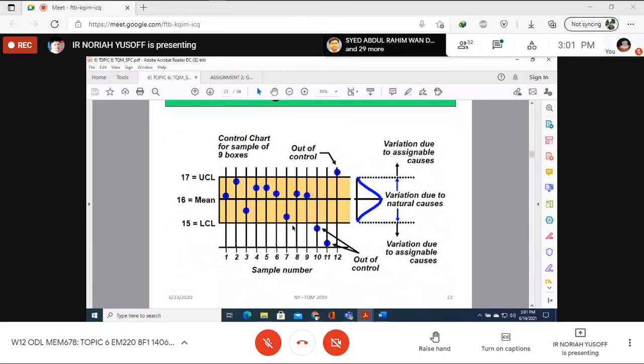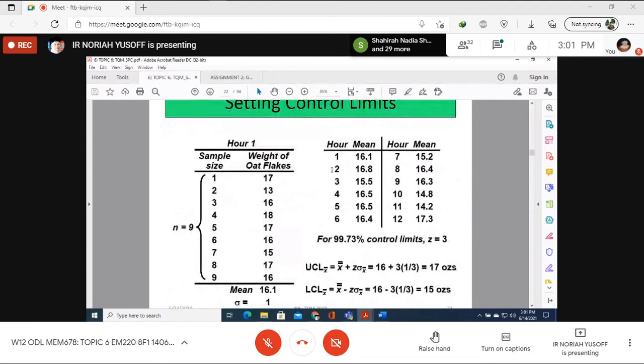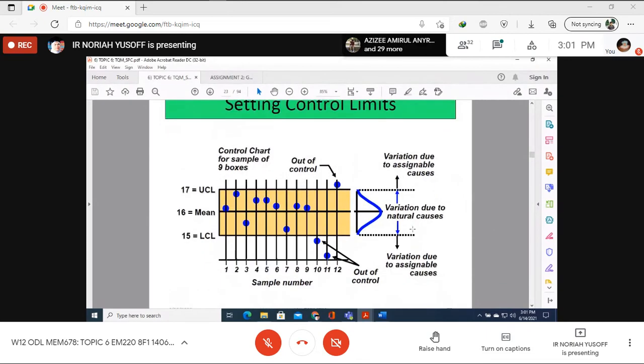Understand? Then the R bar, okay, again we use this sample. Let's say here you calculated the range values as well. So you just put them here. Instead of the mean, you put R here. So R bar is given by the summation of the R values that you have calculated, divided by 12. So you get the R bar value.